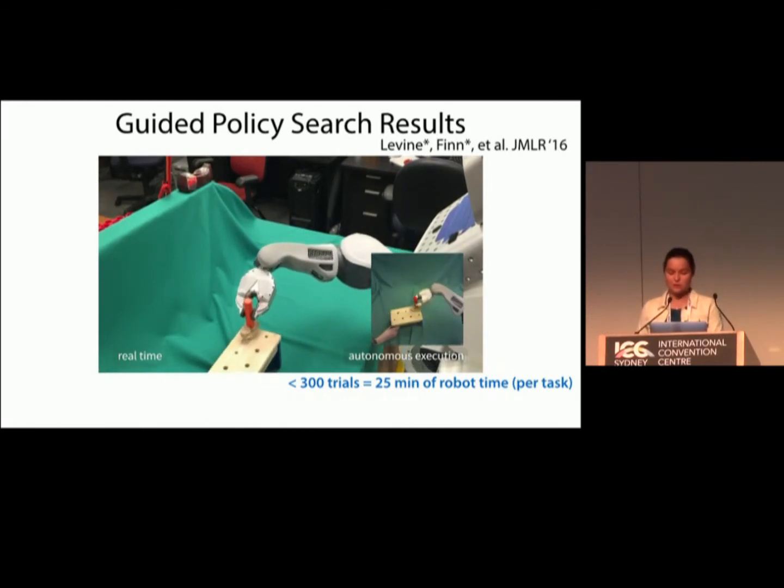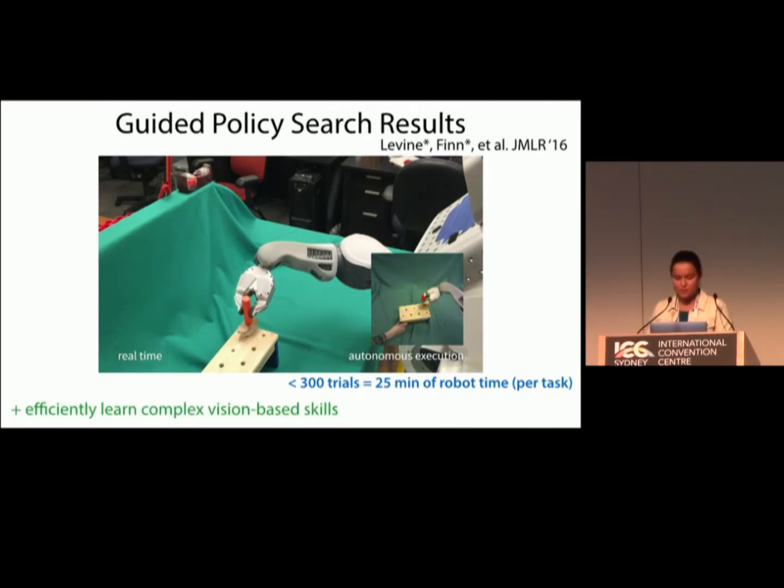And it can learn how to do things like placing the claw of a toy hammer underneath a nail, inserting a bottle cap into a bottle, etc. One of the benefits of an approach like this is you can efficiently learn complex vision-based skills. One downside is that it does require the full state information during training so that you can learn very efficiently.